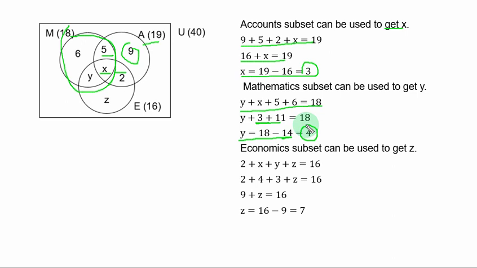To get Z, you use the subset for economics. If you add everything in that subset, you equate it to 16. Already S and Y are known. You replace them. When you add further, you get this. You transfer plus 9 to the right hand side. Z is equal to 16 minus 9, and that is 7. Now we have the complete Venn diagram.